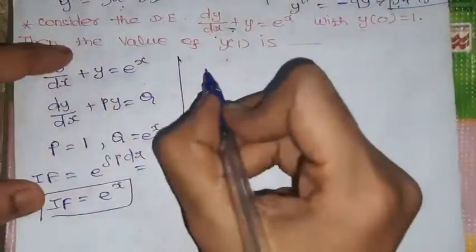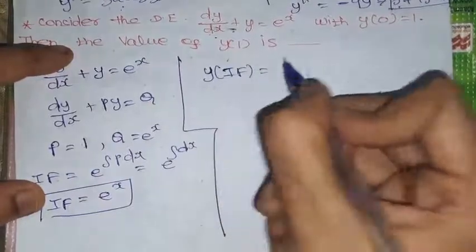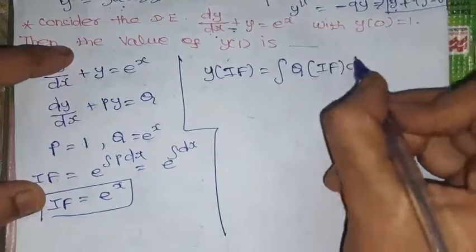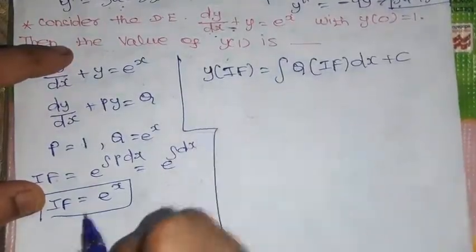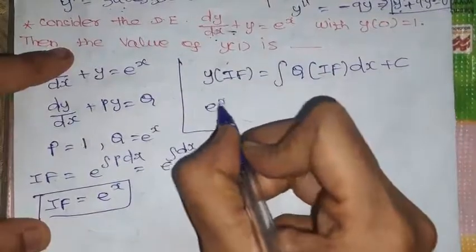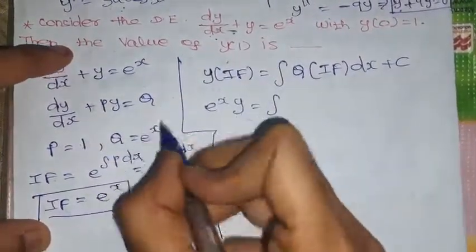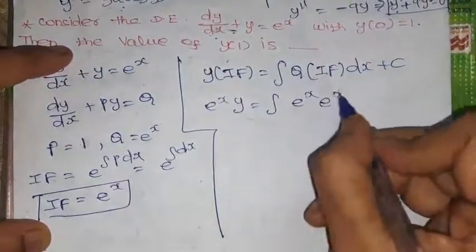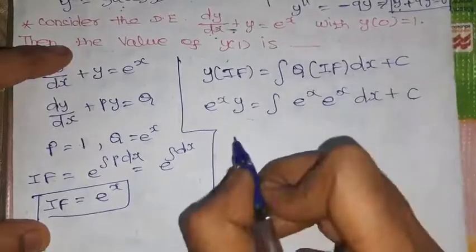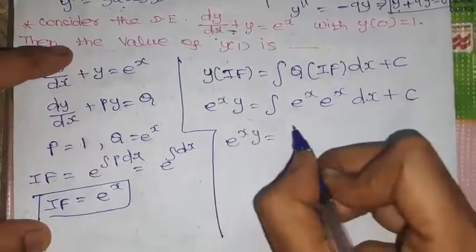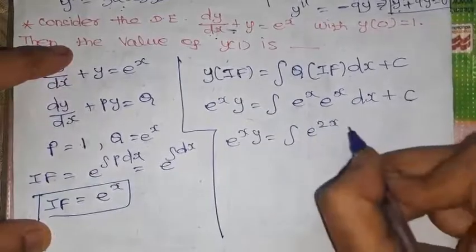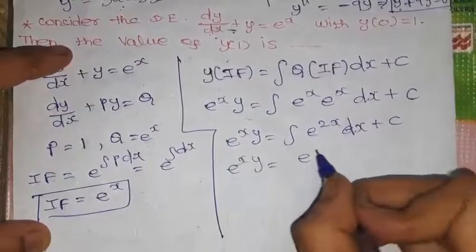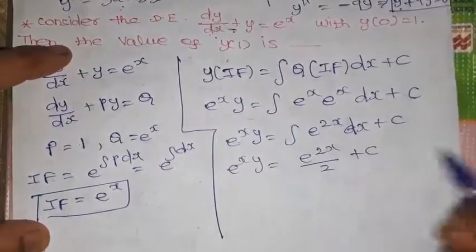From this, see, y into integral function equals integration of Q into integral function into dx plus c, this is the general solution, right? y into integral function equal to e power x. So e power x into y equals integration, what is Q? Q equal to e power x. Integral function is one more e power x, into dx plus c. So e power x into y equal to e power 2x, adding the powers, e power 2x dx plus c. So by integrating, what we will get? e power 2x divided by 2 plus c, right?